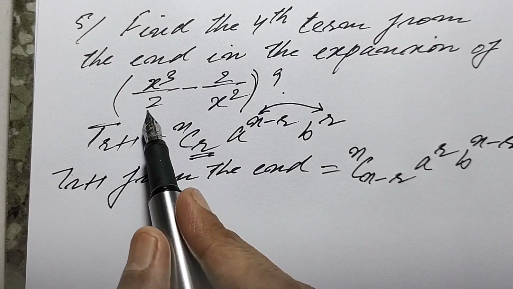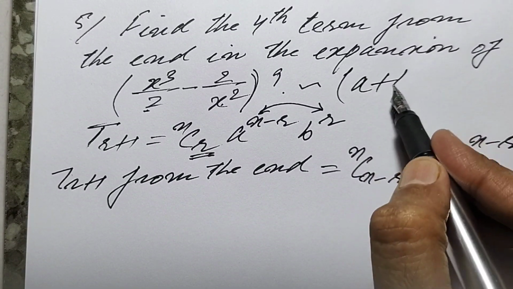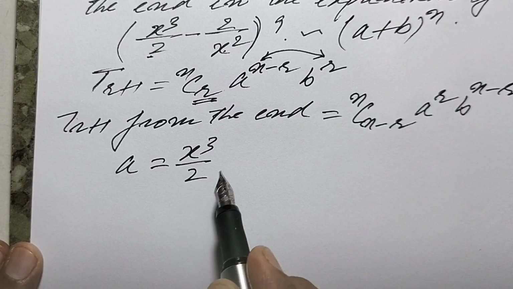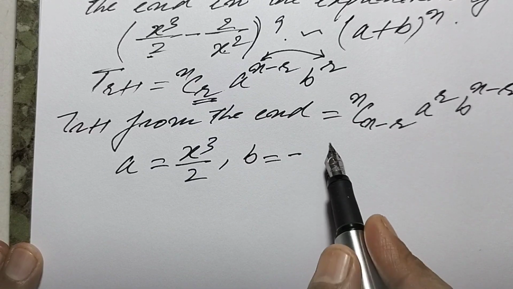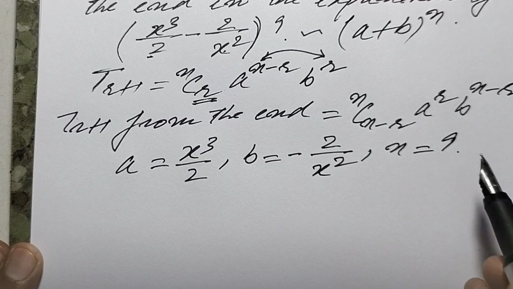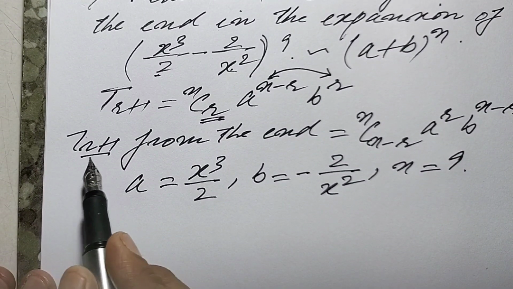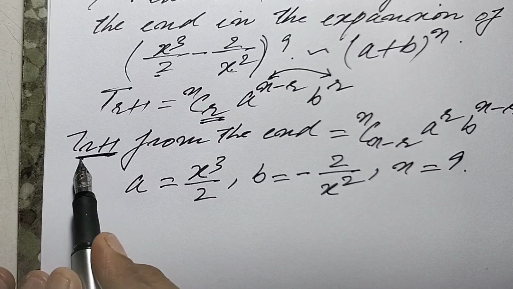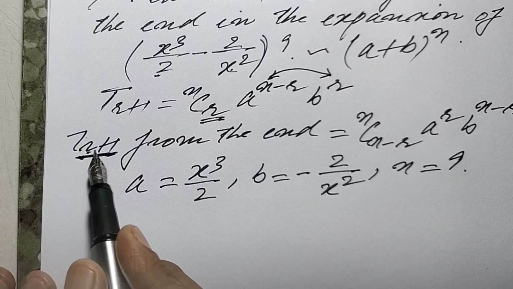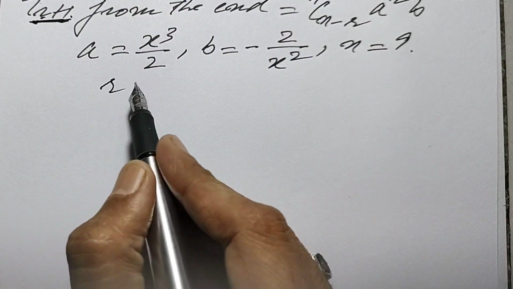After that, we have to compare our given expression with the standard binomial (a plus b) raised to the power n. a is equal to x cube upon 2, b is equal to minus 2 upon x square, n is equal to 9. We need to find out the fourth term, so we have to think which value of r makes r plus 1 equal to 4, that is 3. So if we substitute r is equal to 3 over here, that will be 3 plus 1 is 4, that is T4, and we need to find out T4, that is the fourth term. So r should be taken as 3.